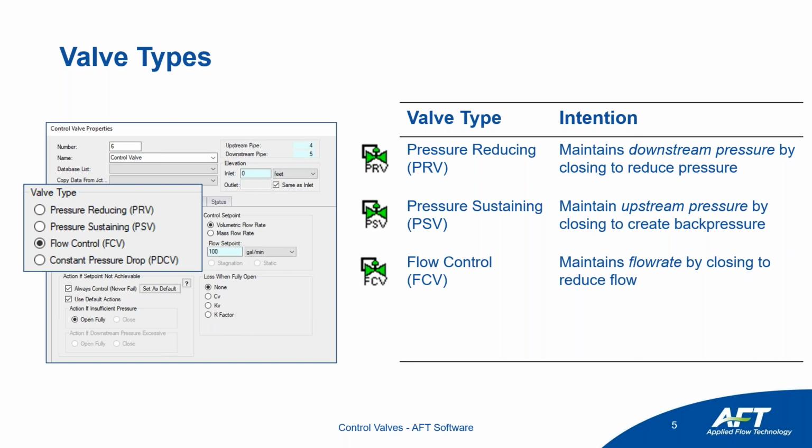The third one is generally the most intuitive, which is a flow control valve. Again, think about the valve on your sink or throttling flow through a hose, something like that. And it maintains your flow rate by closing to reduce flow. Again, with the system curve, you're increasing the amount of resistance.